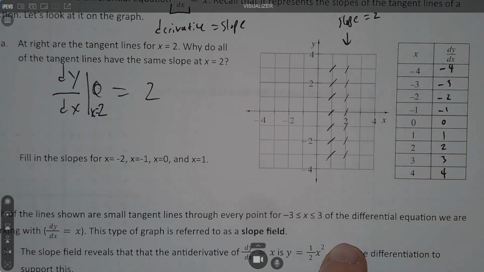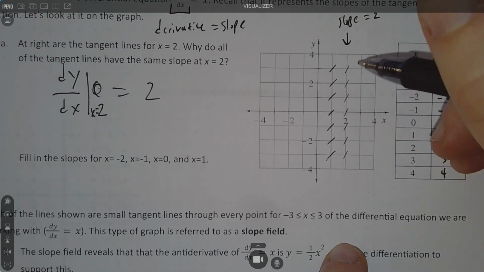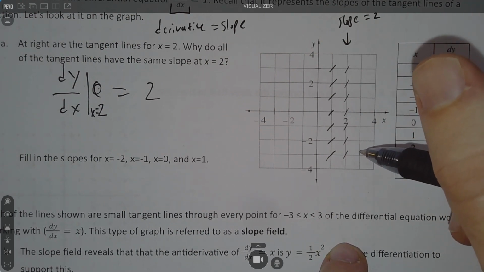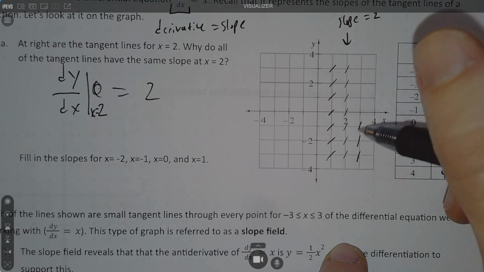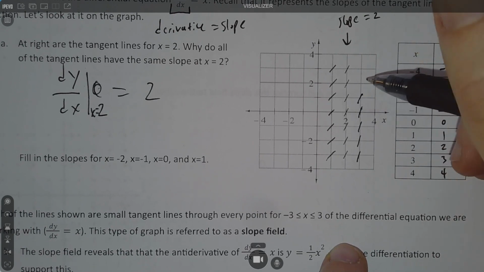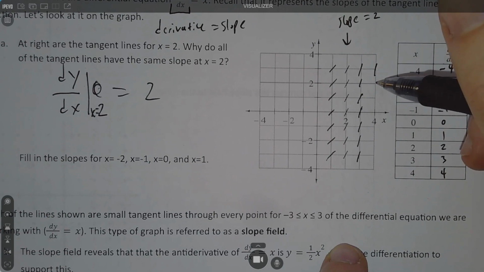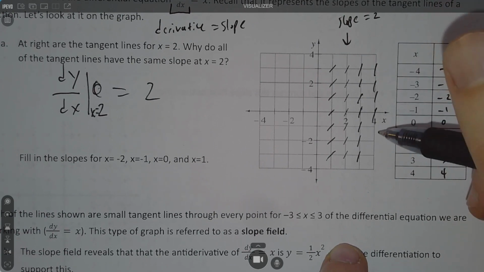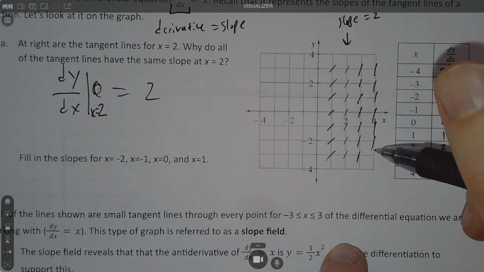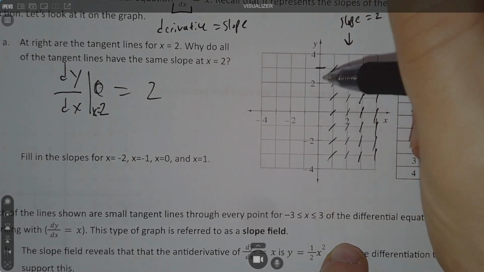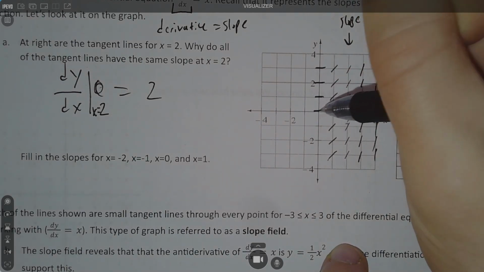Doesn't have to be perfect, guys. Doesn't have to be anything special, especially when we get to these ones right here, because these are going to be even steeper. Nothing insane, but you just want to show it's generally getting steeper. And here it's getting really steep. See that? So we're getting steeper. And at 0, my slope is 0, so it's just horizontal lines going through here.